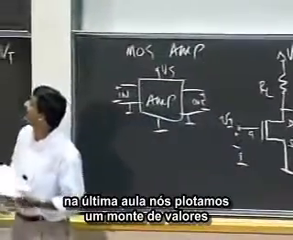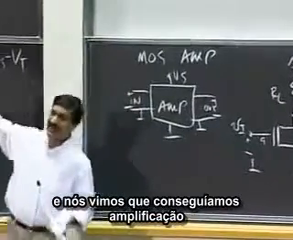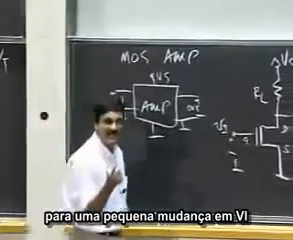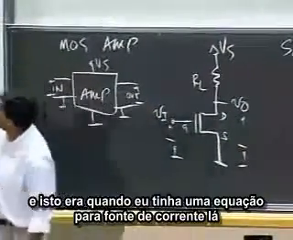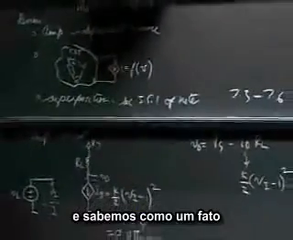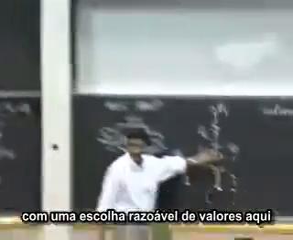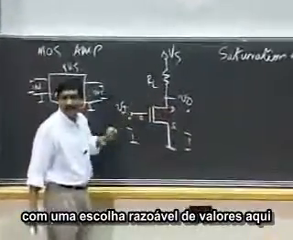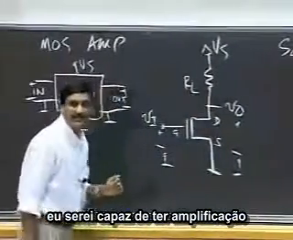In the last lecture, we plotted a bunch of values for VO versus VI, and we saw that we were getting amplification. For a small change in VI, I was getting a larger change in VO. And that was when I had the equation for a current source in there. So we know for a fact that if I can operate this as a current source, with a reasonable choice of values here, I'm going to be able to get amplification.